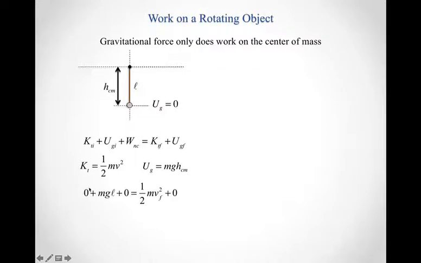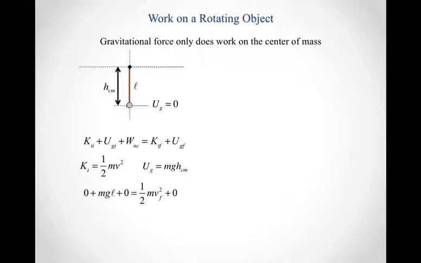We release the mass from rest. Its gravitational potential energy at that point was mg times the full length of the string, plus there weren't any non-conservative forces doing any work, so that term is 0, equals the final kinetic energy of the mass plus it's at the 0 point for gravitational potential energy.